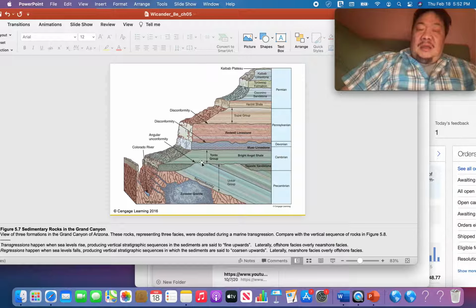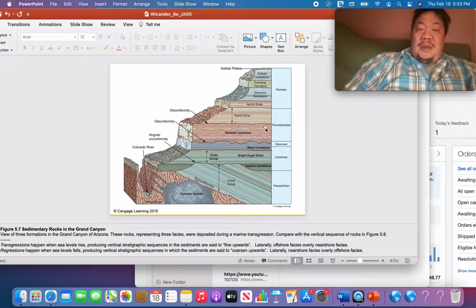Notice that they mark what type of unconformity it is, but you need to be able to recognize it if these words weren't here. This is an angular unconformity here because you've got beds dipping to the right, which is dipping to the east. East is always to the right here. And above you have horizontal beds. So this is an angular unconformity. This unconformity here is a disconformity because you have sedimentary rocks above and below that are dipping in the same direction. This one's also a disconformity. Okay, that's the first thing you might notice.